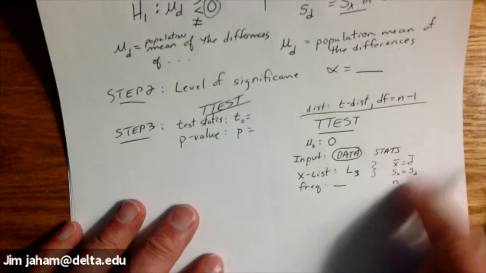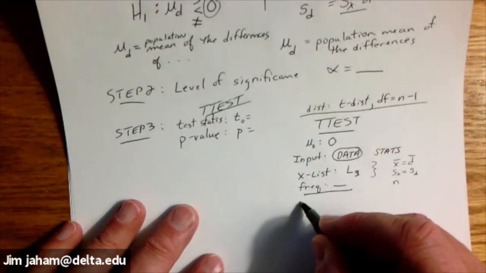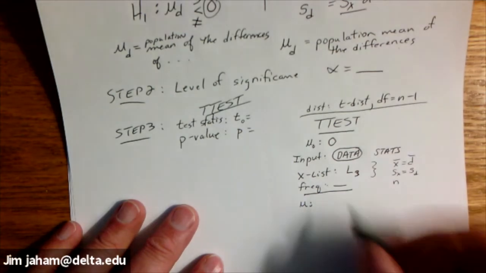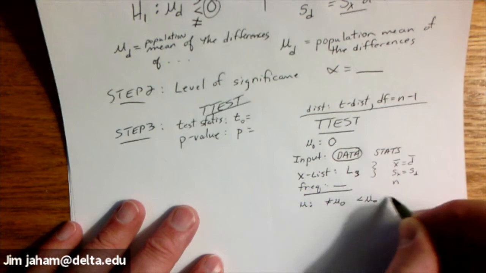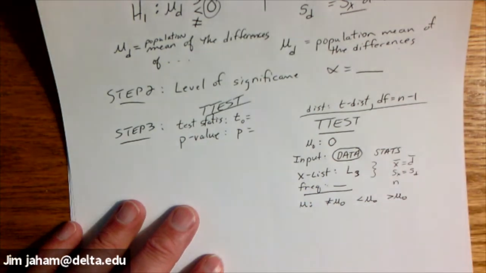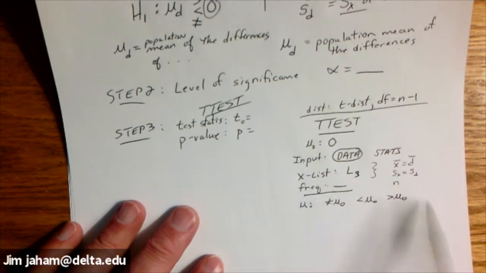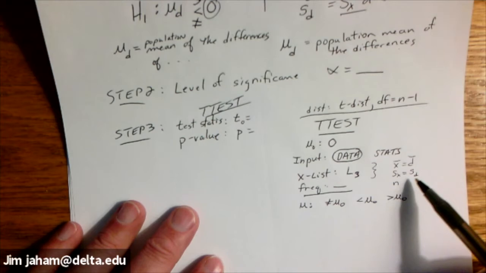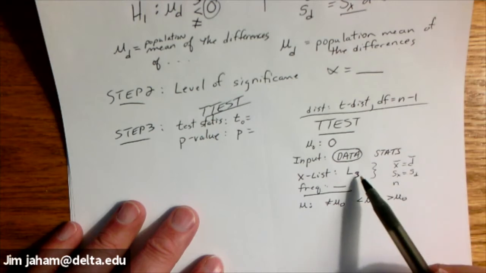So it's going to have all that information, and the only other thing that you have to tell it is that your mean is, and then you have to specify not equal to mu0, less than mu0, or greater than mu0. So there's no change here. Something about the null hypothesis at the beginning, something about the alternative at the end. And then they need the summary statistics that they can calculate themselves. The calculator can calculate if you give it all the differences in L3.